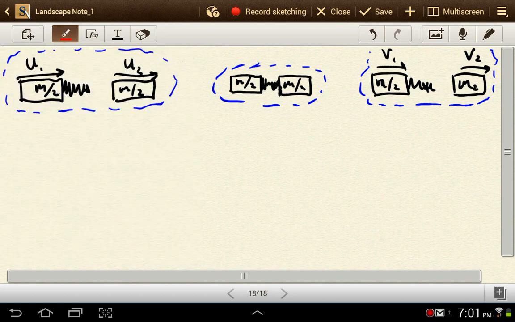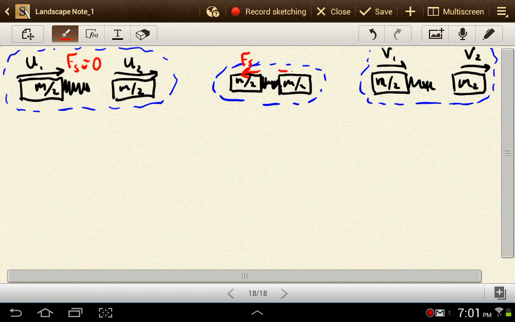In this first case, the spring exerts no force on anything because it's not extended and not compressed. Here, the spring exerts a force on cart 1 in that direction, and exerts a force on cart 2 in that direction. Those add up to 0, which is sort of an obvious conclusion because of Newton's third law. It's an internal force. Equal and opposite forces cancel out. And finally, you also have 0 spring force there, obviously. So the point is, this system is isolated.